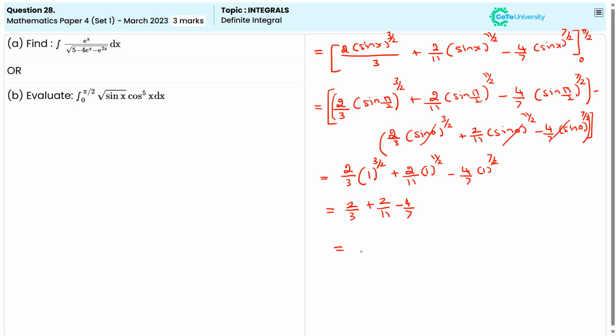So if we take the LCM, we have 231. Here we have 154 plus 42 minus 132. So here we have 64 divided by 231. So this is the final answer for the given question. Now for simplification, applying the limits and getting the final answer, you will get another 1.5 marks. So total 3 marks for question B.